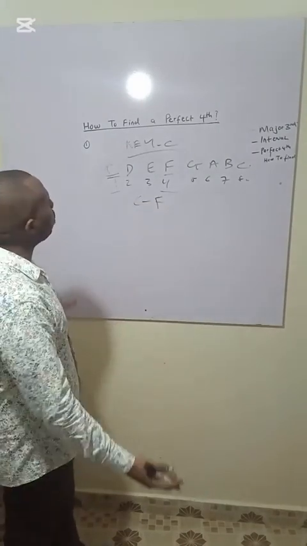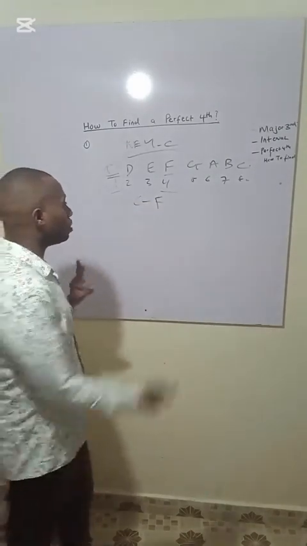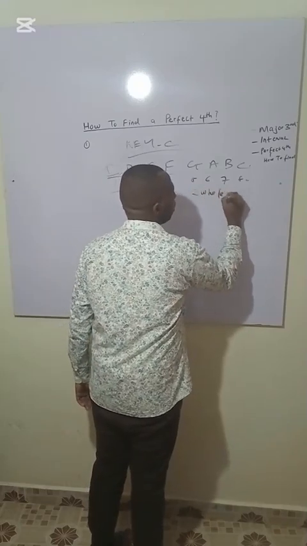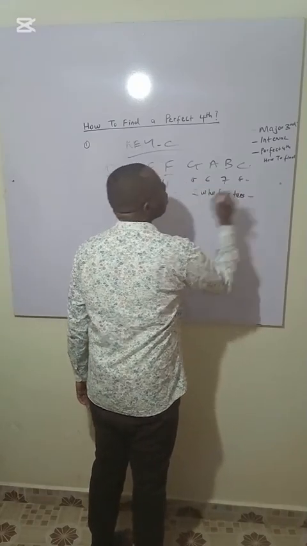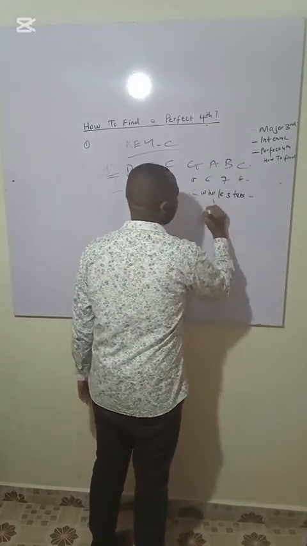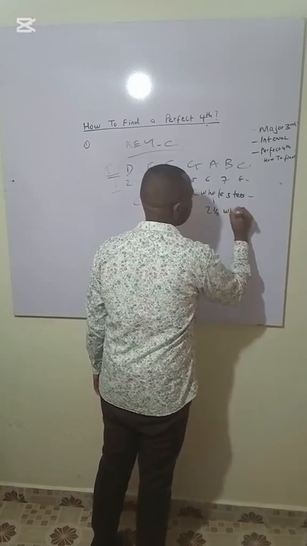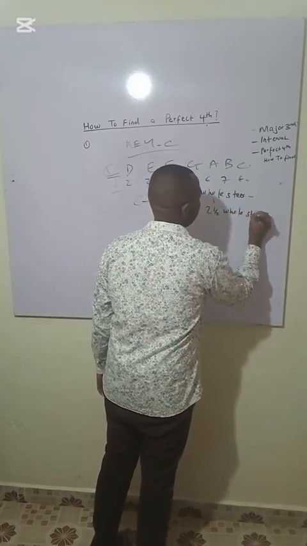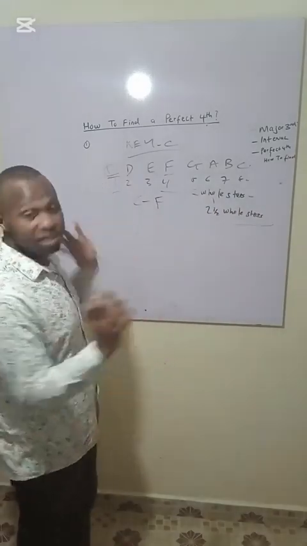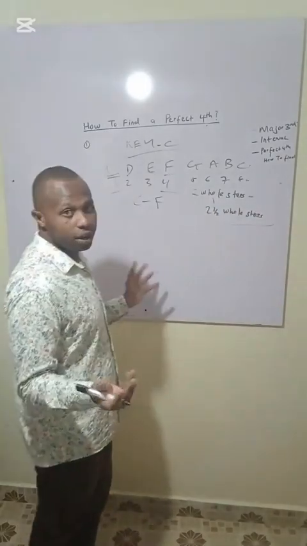Then also another way to find the perfect fourth interval is first you reference the major third, which I said is 2 whole steps. Then a half step above is now a perfect fourth, which is 2.5 whole steps. So guys, finding a perfect fourth interval is very easy. So let me just show you the final key so that you can finalize the video.